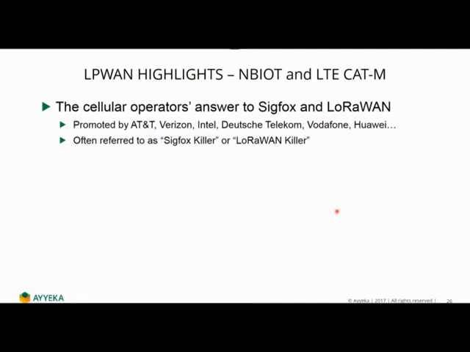Some people call them the Sigfox killer or LoRa killer. We don't see it this way. We think it's a complementary product and not something that will completely kill Sigfox and LoRa. Unlike Sigfox and LoRa, NB-IoT and Cat-M operate in the licensed band, just like your cellular phone is operating in the licensed band. This gives a better chance for availability because you can expect less interference in these bands.